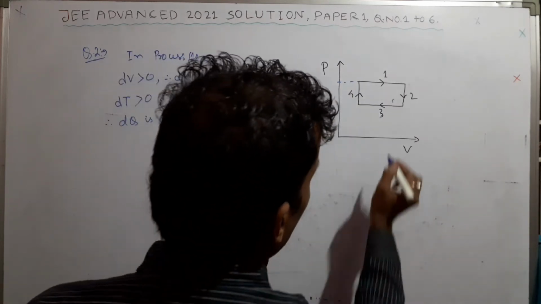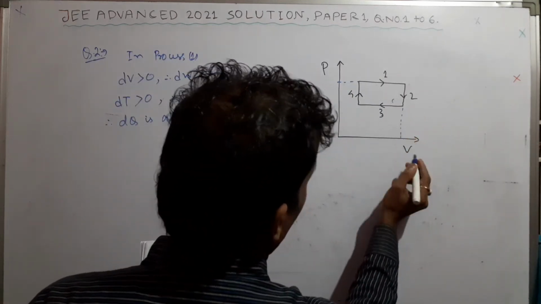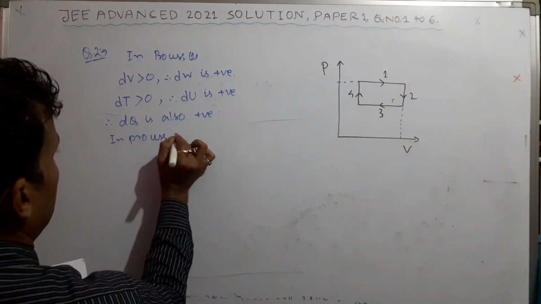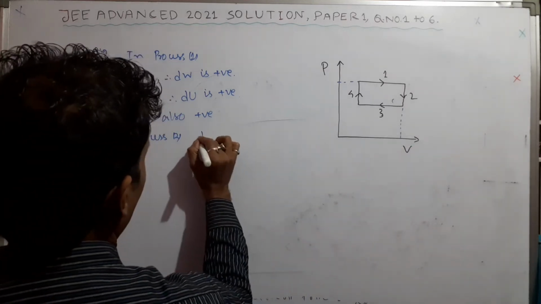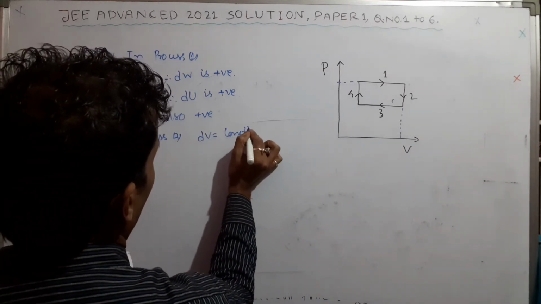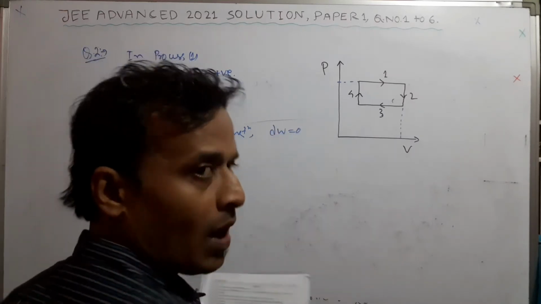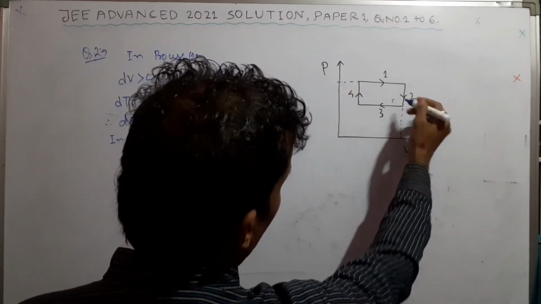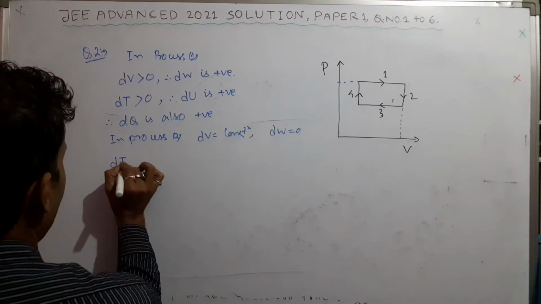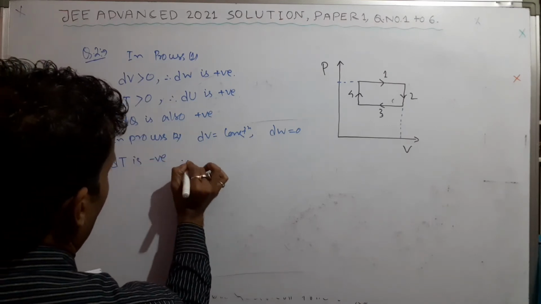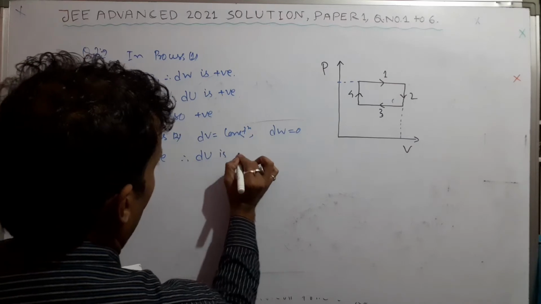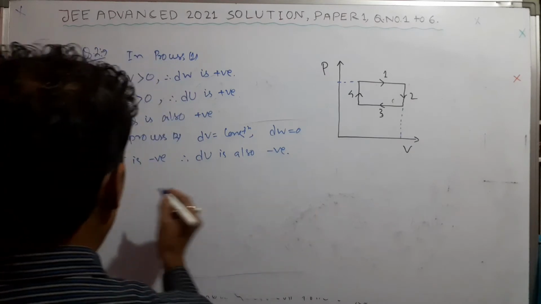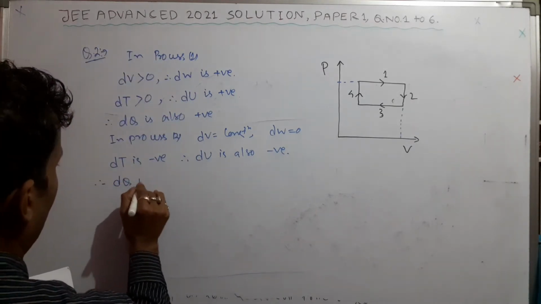Now in the process 2 you can see it is an isochoric process where volume remains constant. So in process 2 volume is constant, that means dV is equal to 0, okay, therefore work done is equal to 0, and you can see the pressure is falling in the process 2, that means the temperature is also falling, that means dT is negative, therefore dU is also negative. So according to the first law of thermodynamics, we can say therefore dQ is also negative.